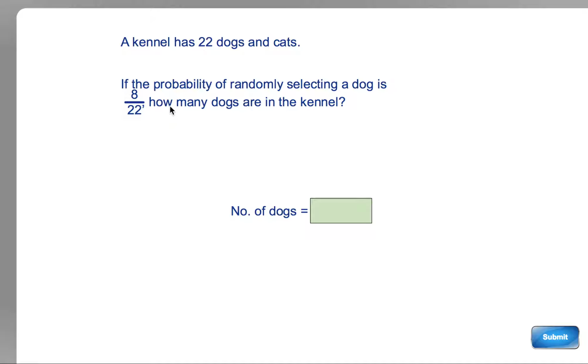So in every question, we're going to be thinking about how many it is out of how many. That's the probability of something happening. In this case, we have 22 dogs and cats. If the probability of getting a dog is 8 out of 22, how many dogs are there in the kennel? The number of dogs must be 8 out of the 22 things, because there are 22 in total, and the chance of getting a dog is 8 out of those 22. So it's 8 dogs out of 22 animals.